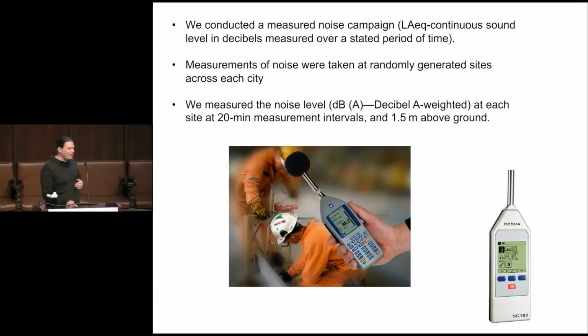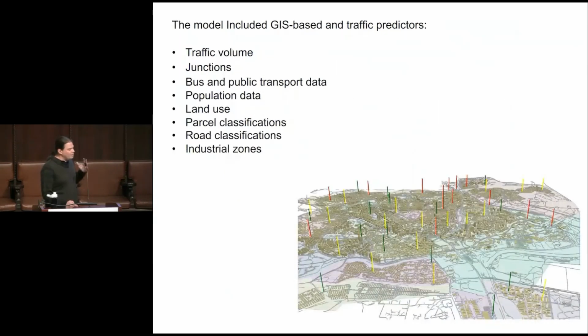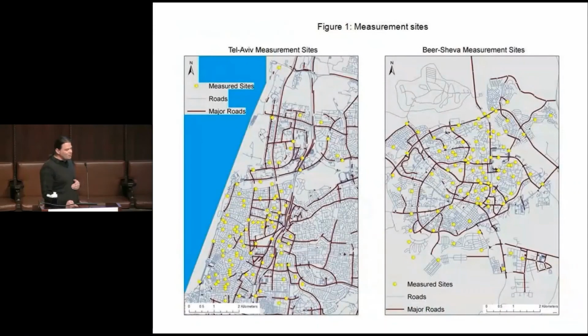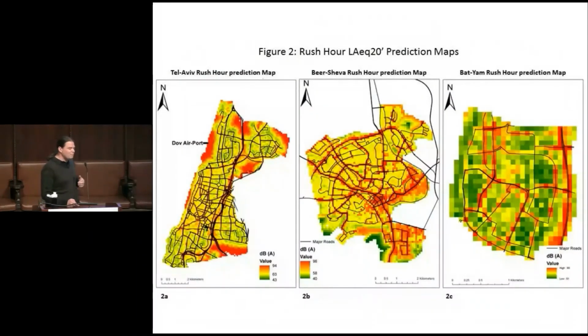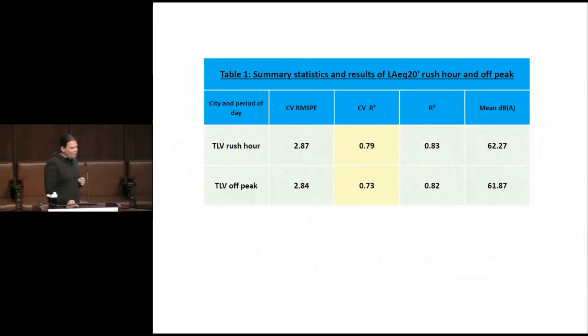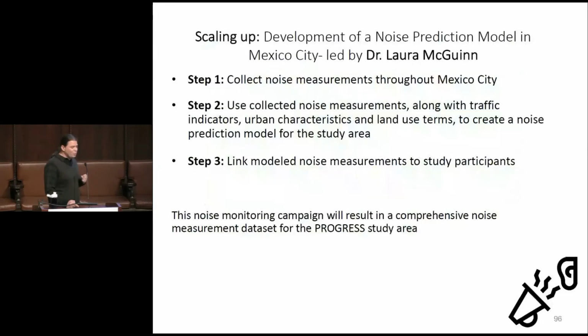We conducted a 1.5-year measurement campaign, taking random measurements at random points across the different time periods and seasons, and developed a model incorporating a lot of the traffic and GIS-based variables such as traffic volume, junctions, land use, parcel classifications, and so on, resulting in a model. This is the location of the measurement points, and this is the final result of the model over the different areas. And the model, as you see, cross-validated, performed quite well.